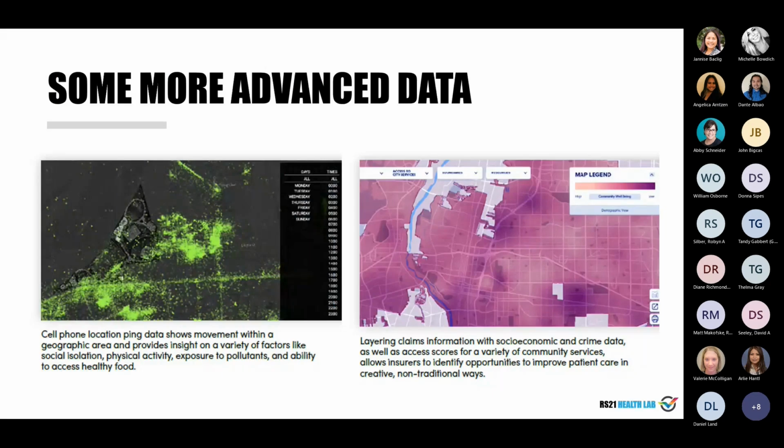There's a couple of examples of even more advanced data. One example that we use at RS21 is anonymized cell phone location data. It's all anonymized, but we can see, for instance, how often people in a certain region go to fast food or bars. How far do they have to travel in drive time to a grocery store? Not as the crow flies. Where are the areas with real social isolation? Not just averages and numbers at a high level.